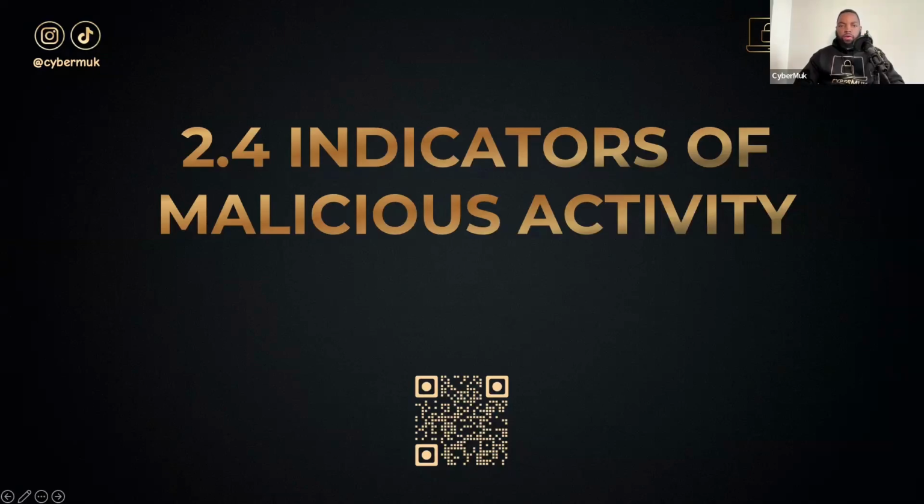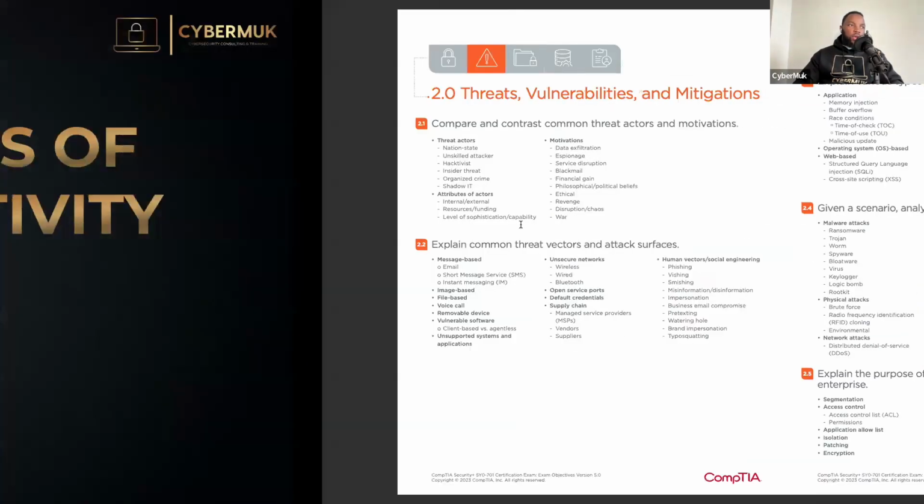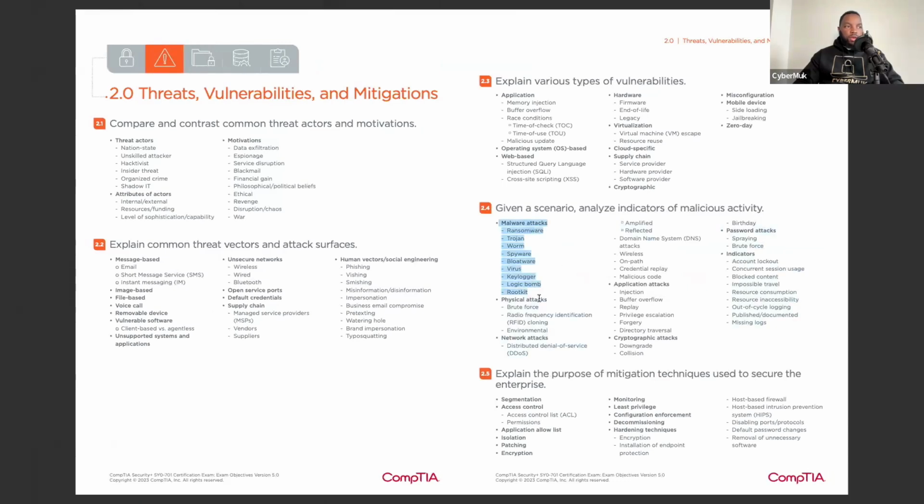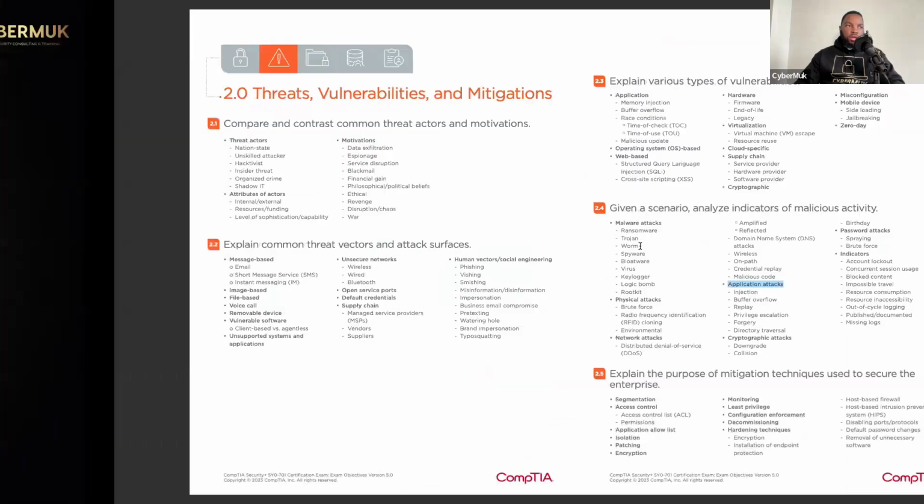In this section 2.4, we will talk about indicators of malicious activity. So our first video will cover types of malware. Then we'll talk about physical attacks, network attacks, application attacks, and all the other types.